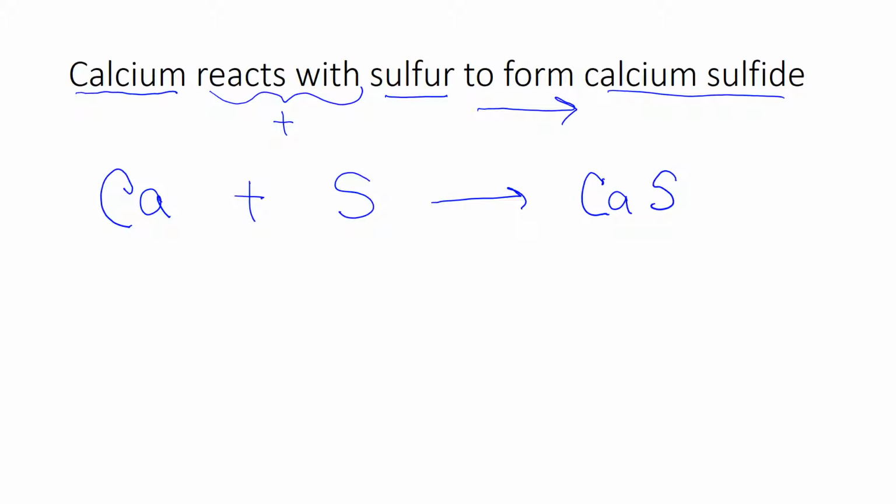So I'm going to draw that line between my reactant side and my product side, and I'm going to tally up. I have 1 calcium on this side, 1 calcium on this side. Those are balanced. I do not need a coefficient. Here we have 1 sulfur and 1 sulfur. Therefore, I don't need any coefficients, and this equation is balanced just the way it is.